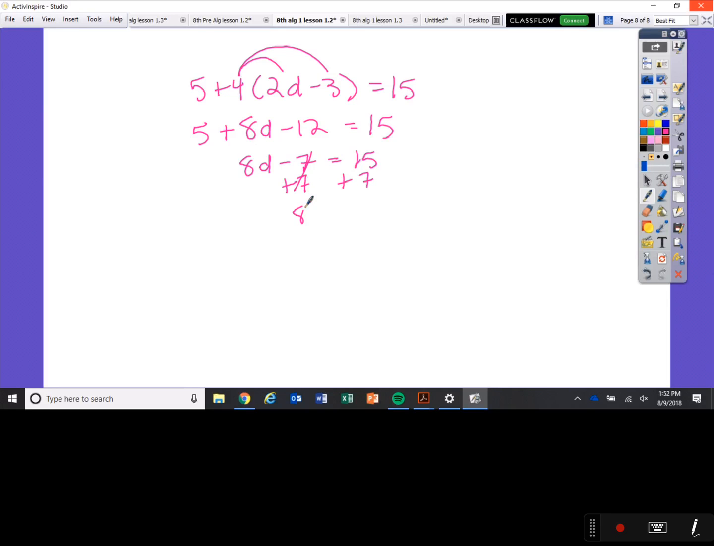So 8d equals 22, and then what do we do? 22 divided by 8, that's 2.75. I did it a whole different way. I did 2.8. You got the right answer? Yeah. Can you simplify that and turn it to 2.8? Yeah, I just put 3. If it says round to the nearest tenth, then yes. Okay, so I'll just do 2.8.